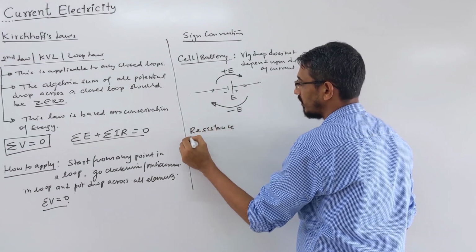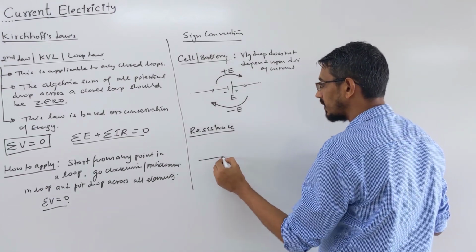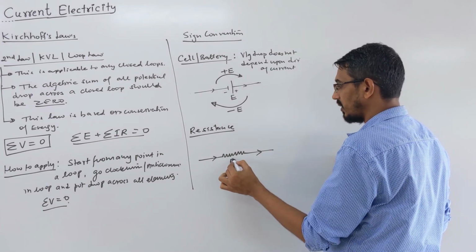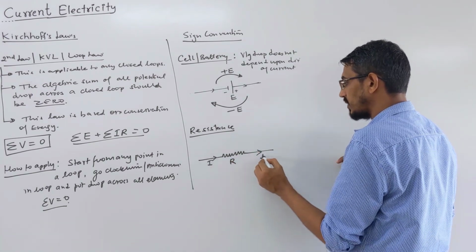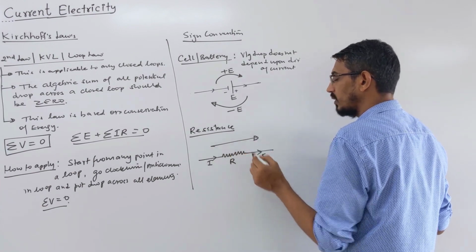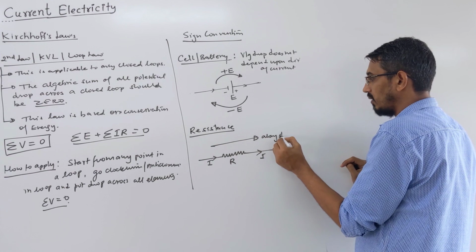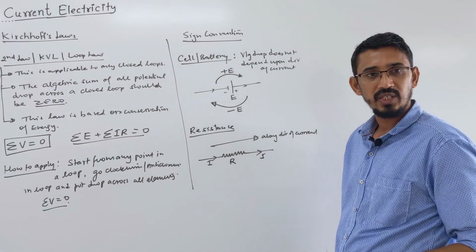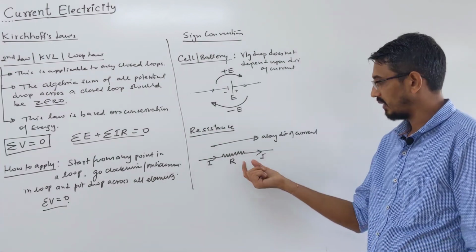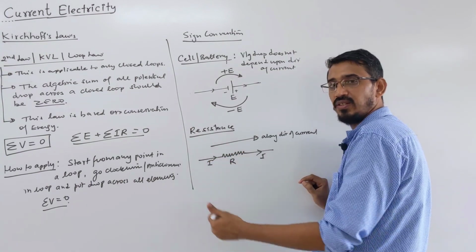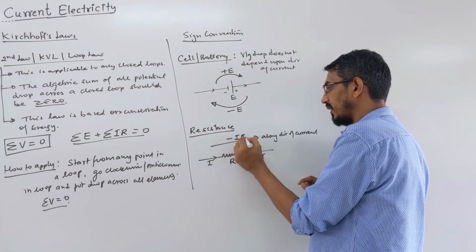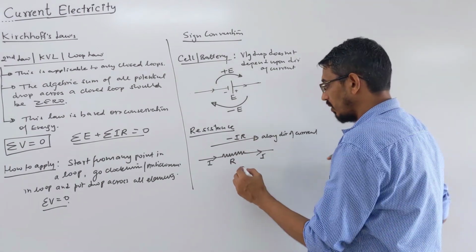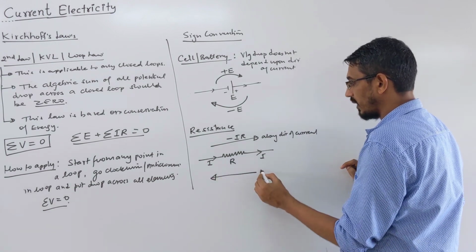Let's write the sign convention for resistance. Look here, this is a resistance. Suppose current I is flowing in this direction through this resistance. Suppose you go this way, along the direction of current. You are following the direction of current in a resistance, then your voltage will decrease. So your voltage drop across this resistance will be current into resistance, with a negative sign: minus IR. Or by chance you go this way, against the current.